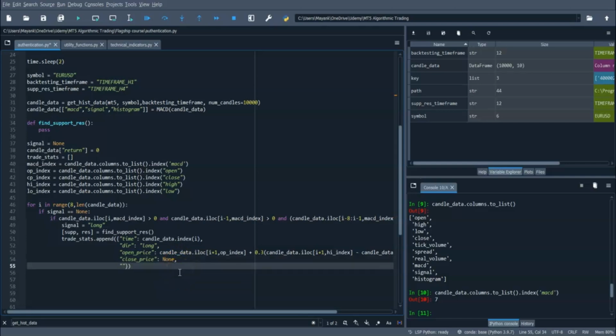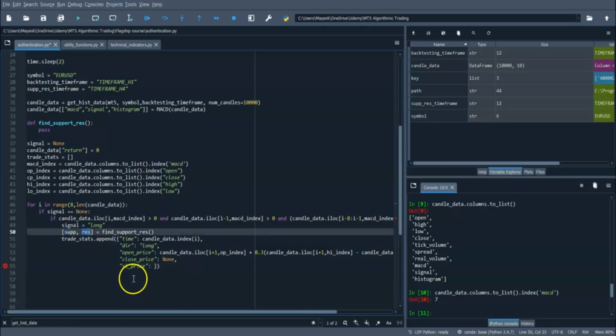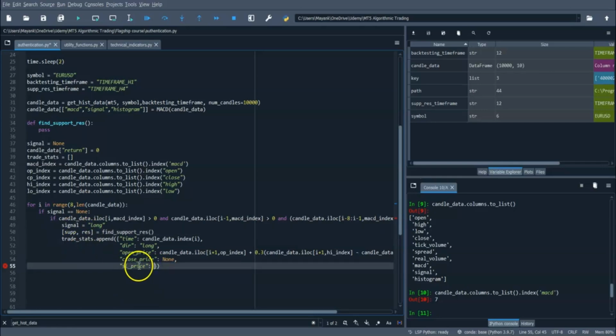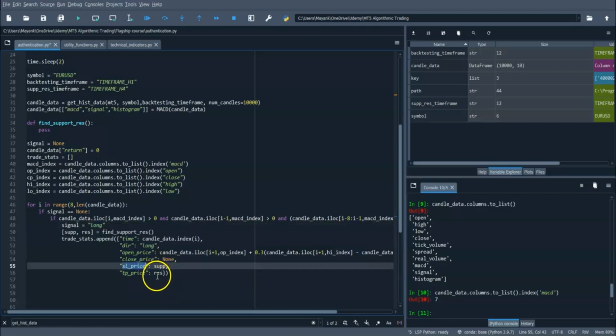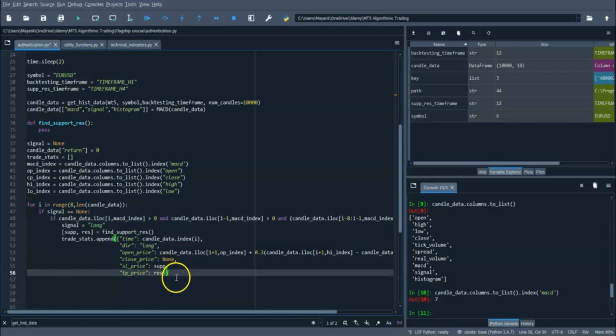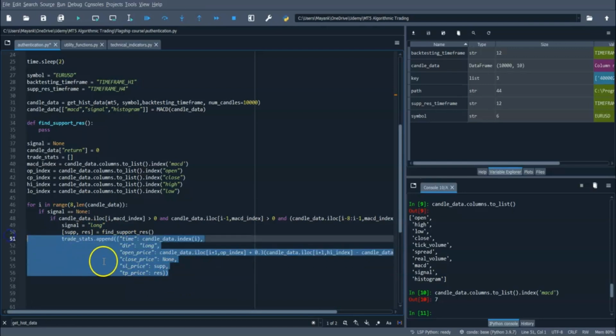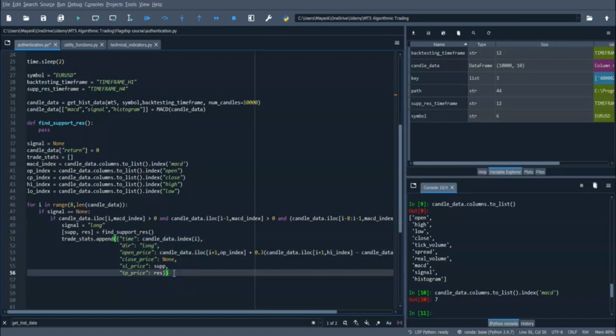Let's also store the SL price and the take profit price. So SL price would be what? Support or resistance? Think about it. It's a long trade, so the support price would be the stop loss price. Support is lower, resistance is upper. So this would be support. And lastly, the take profit price would be the resistance. This would flip if we have a short signal. In a short signal, resistance becomes your stop loss price and support becomes your take profit price. But for long, this is it. So we have now stored all the information that we need when we initiate a position.